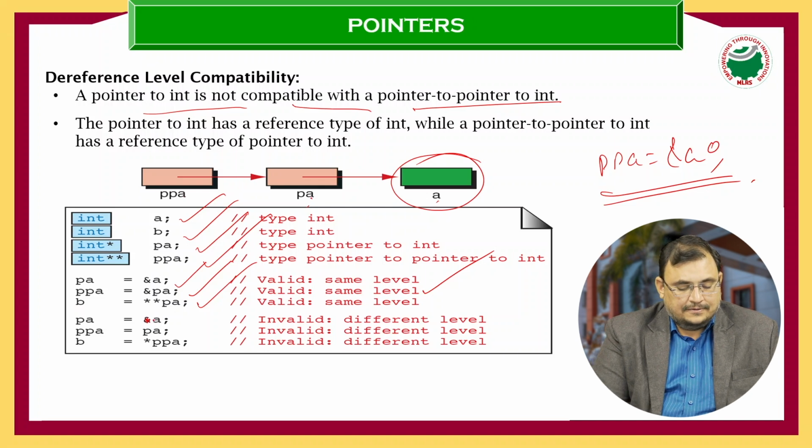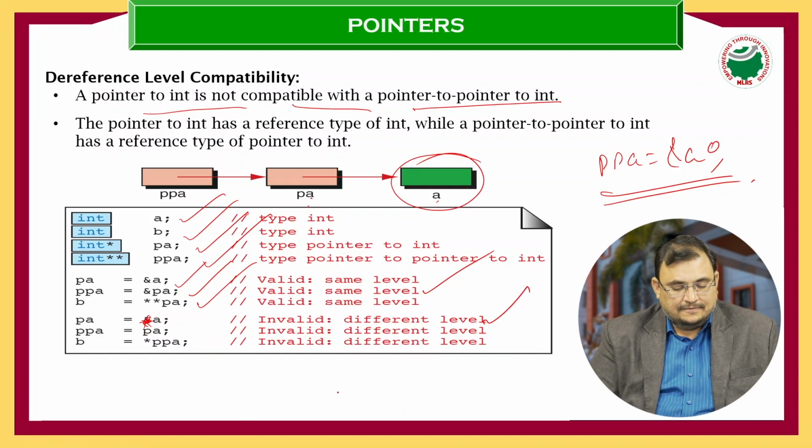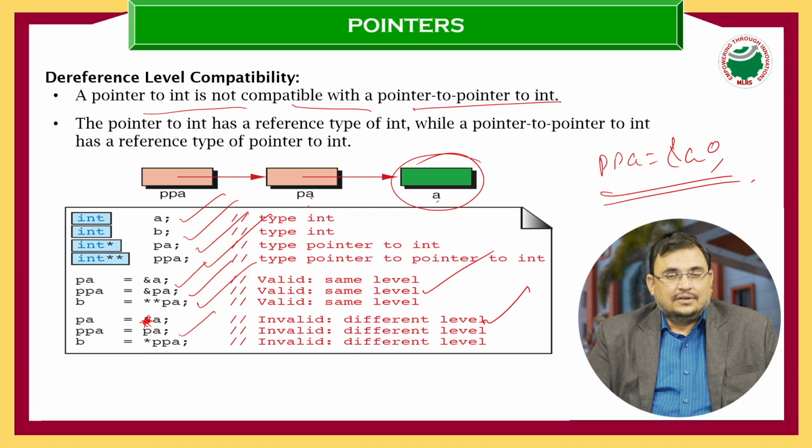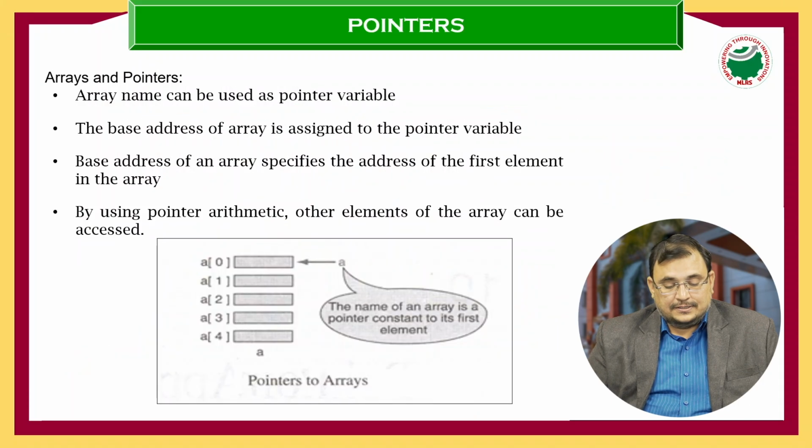But here, you are taking star a, which is the value of a, and storing it in pa. pa is a pointer, which can store an address, not a value. So this is invalid. Now ppa is equal to pa. A pointer to pointer can store the address of a pointer, not the value of a pointer, so it is also invalid. Now b is equal to value of ppa. The value of ppa is an address, and an address can't be stored in a variable, so it is also invalid. This is called level compatibility in pointers.